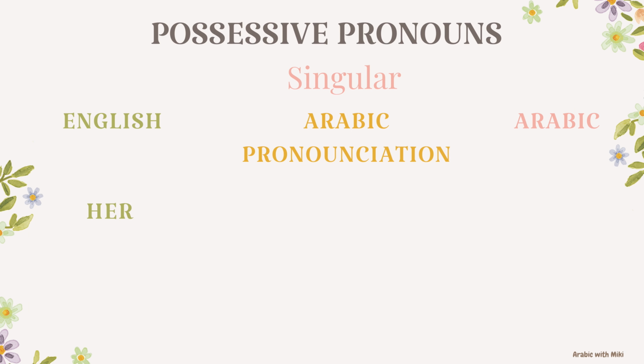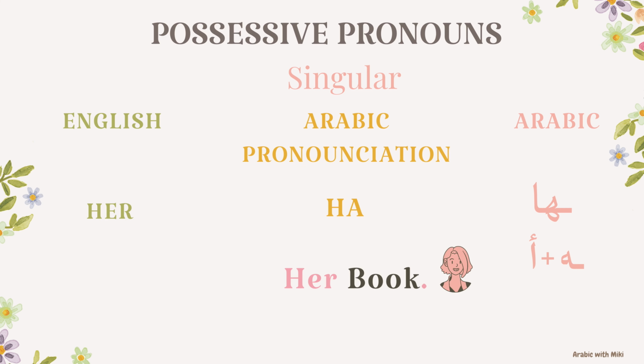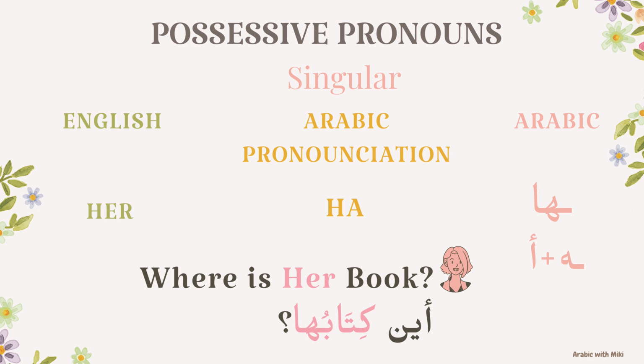Let's take the fourth pronoun, which is her, and it's pronounced as ha in Arabic, and it's represented by the letter ha plus a. An example for it, her book is pronounced and written kitabuha, kitabuha. Now, let's see how it's used in a question. Where is her book? Aina kitabuha. Aina represents where is, and her book represents kitabuha.